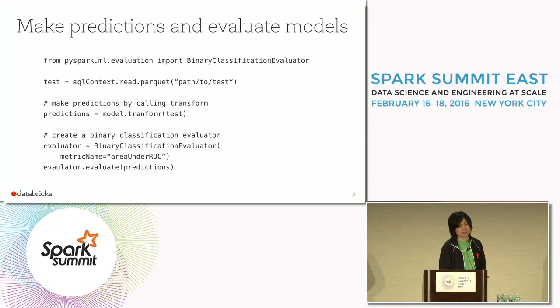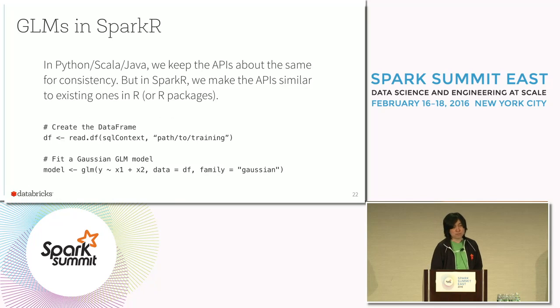You get the predictions. If you want to evaluate how good your model is, you can create a binary classification evaluator, because you're using a logistic regression model here, and get some evaluation metrics from the test data. So it's very simple to use. And this is for the Python API. We try to make the Scala API and the Java API the same or very similar to the Python API, just to keep the consistency.